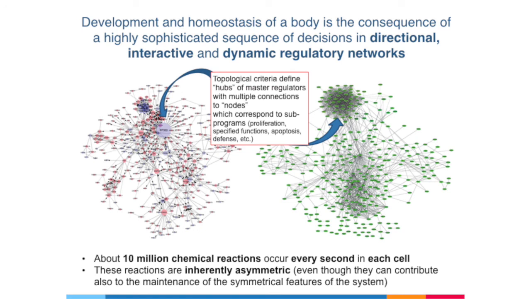Now, in such networks, you can identify certain functional areas which we call hubs. These hubs are, for example, linked to particular functions in a cell. One hub can be simply proliferation, one can be apoptosis, one can be endocrine functions, and so forth.